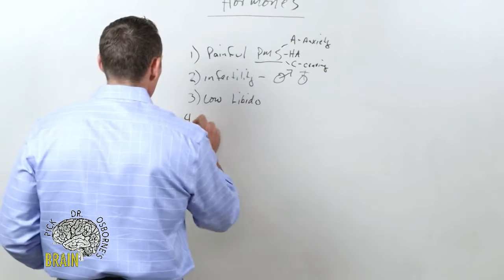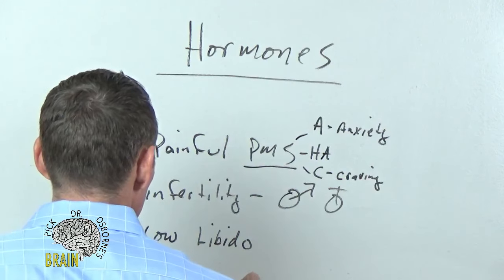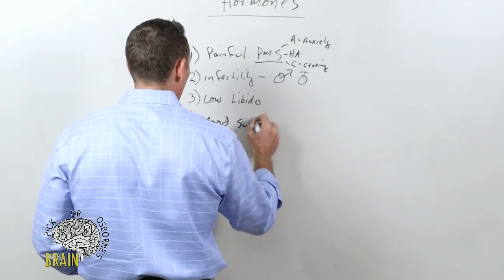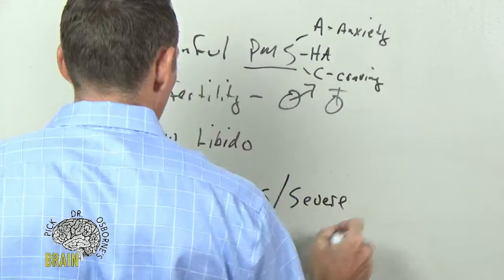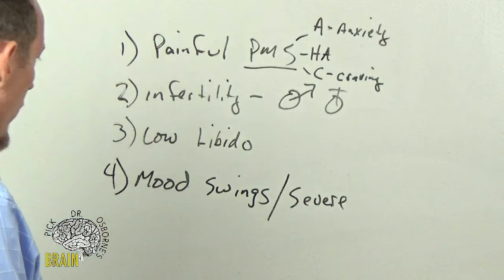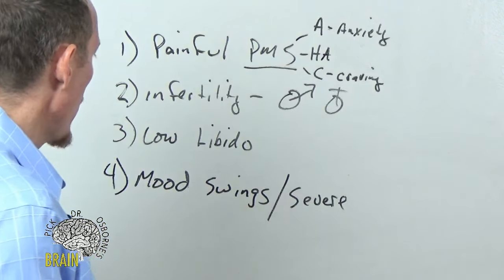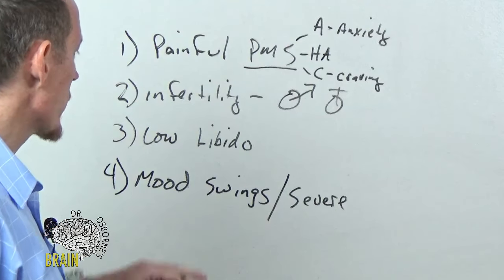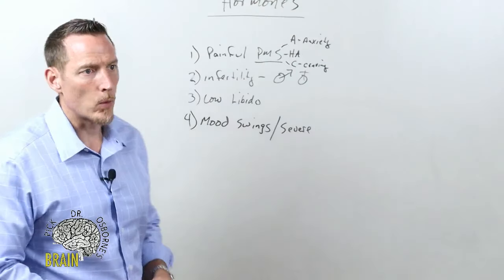Big shifts in mood. So mood swings, agitation, irritability. We're talking about severe swings where men might get ragingly angry, women might get very unreasonable and angry, depression associated with these mood swings as well. All those can be part of a hormonal imbalance.